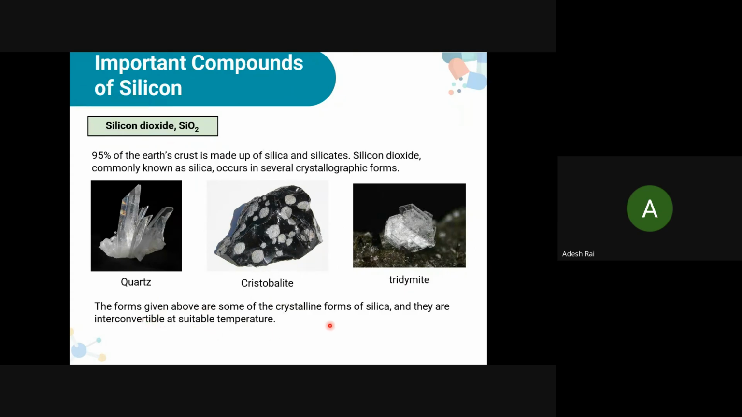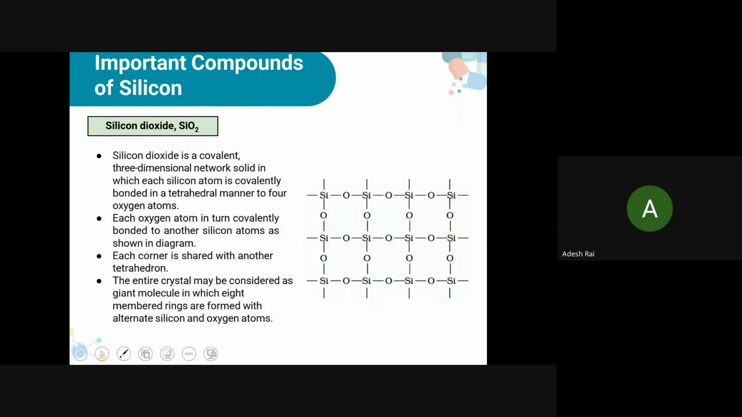This is also a very important point. The forms quartz, cristobalite, and tridymite are interconvertible at a suitable temperature. Now, if we consider silicon dioxide, this is how the bonding looks. Can you see a silicon atom? If you count this ring, one, two, three, four, five, six, seven, eight, a total eight-membered ring-like structure is there. Just go through the points. Silicon dioxide is a covalent three-dimensional network.